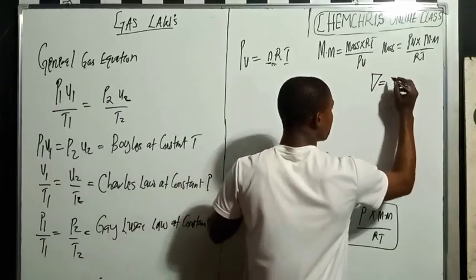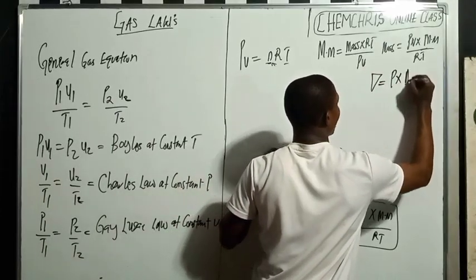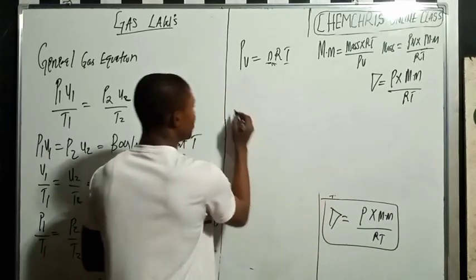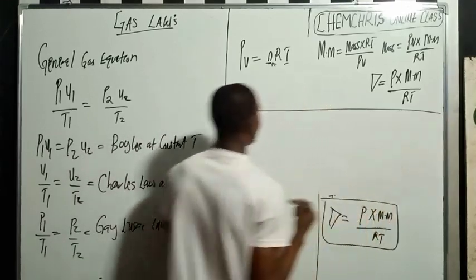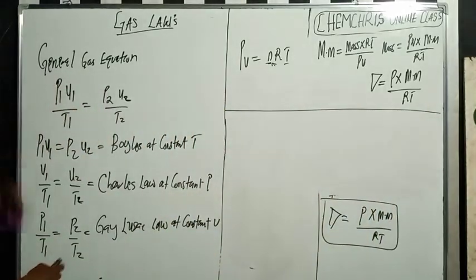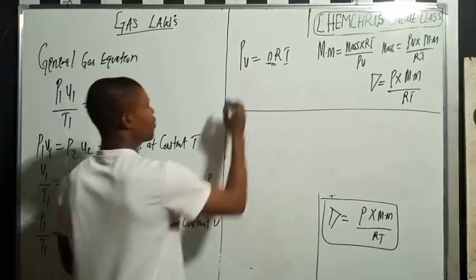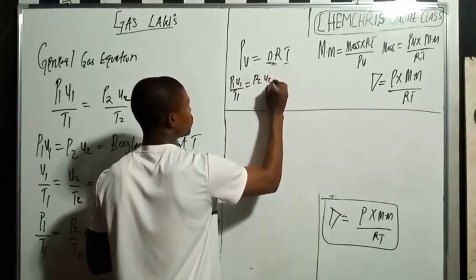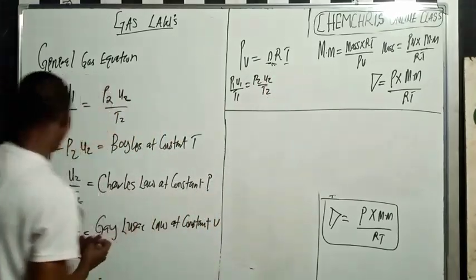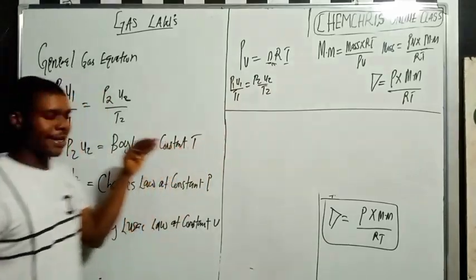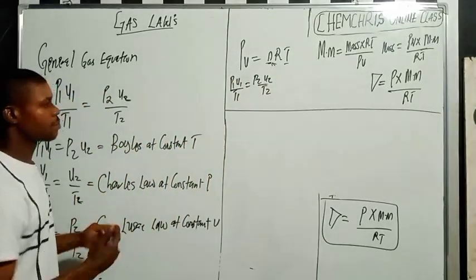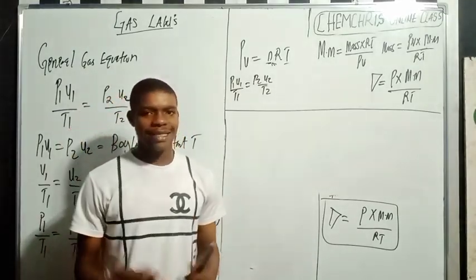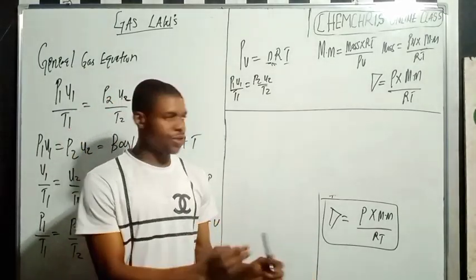D equals P times molar mass over RT, right? So these are all the formulas I'm going to make use of. Remember, I also have this one, right? So I want to introduce this one here. You have P1V1 over T1 equals P2V2 over T2, right? Also about this one here. But from here, I can get the rest of this, right? So these are all the formulas we're going to make use of in the ideal gas equation, like gas law calculation. Do you understand?